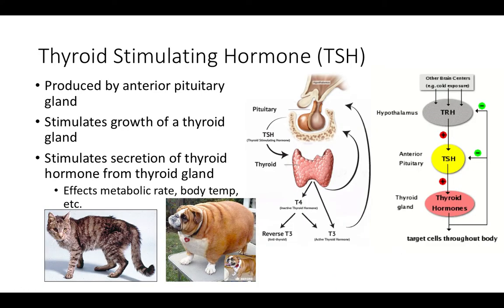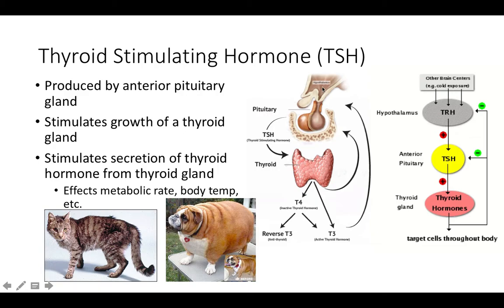Thyroid stimulating hormone. I did not mean to put this picture here because we're going to talk about this as we talk about thyroid hormone, but I'll just give you a little rundown of why these pictures are here, and if you took my lab, then you definitely heard this already. So thyroid stimulating hormone is a hormone that's produced by this anterior pituitary gland, and it stimulates the thyroid gland.